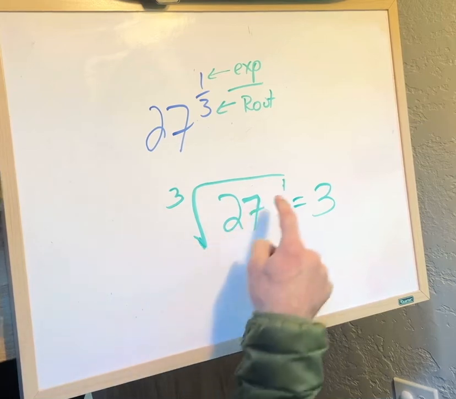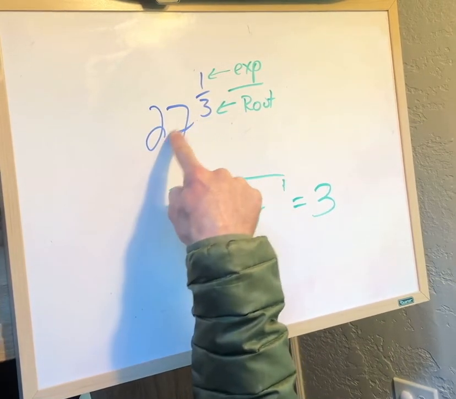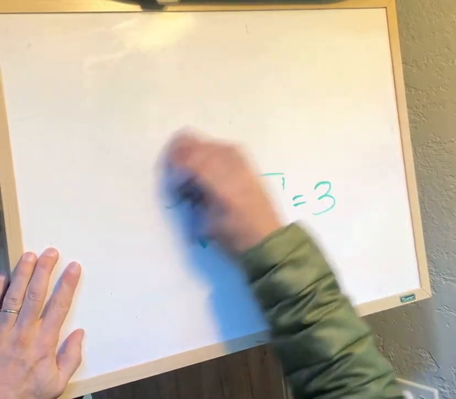Why do I raise it to the first? It's because that's the original question. The cube root of 27 and then raise it to this number. Hopefully that made sense. Let's try another question.